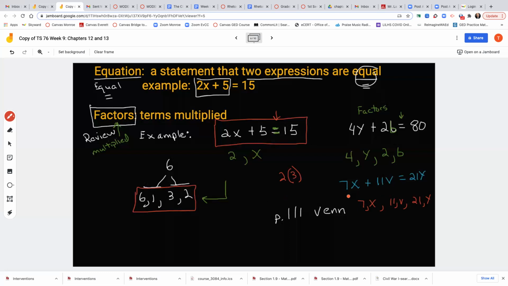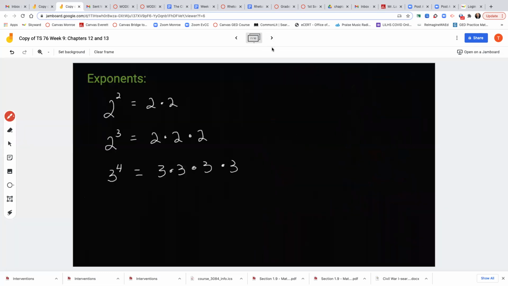Now, I should clarify, they might ask you to list all the factors in an expression, which might be 8a plus 2. That's an expression, that's a phrase. What are the factors? 8 and a. All right, I spent a lot of time on that. I hope it's pretty clear that you can have factors in a single number and you can have factors in an algebraic expression or an equation.